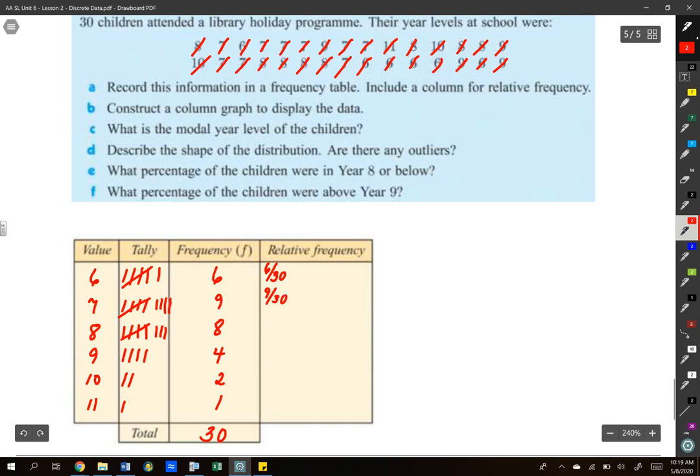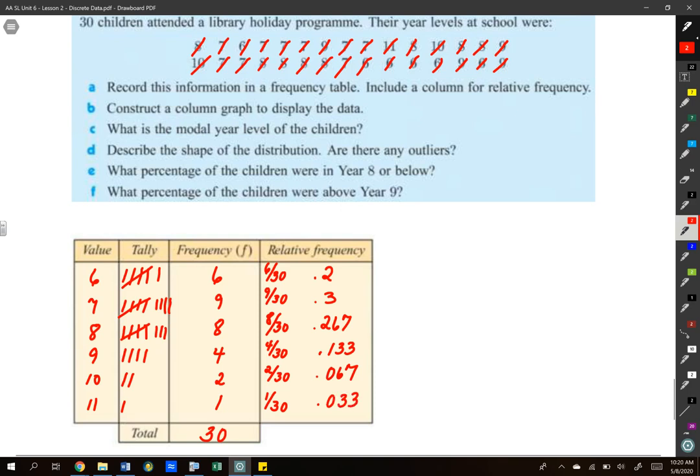I'm going to calculate the relative frequencies by taking the frequency divided by the total for each one. Now you don't have to write what I'm writing here. You don't have to write the fractions. I'm just making sure I'm being very clear. And we're going to get 0.2, 0.3, 0.267, 0.133, 0.067, and 0.033. Okay, we're all ready to go.